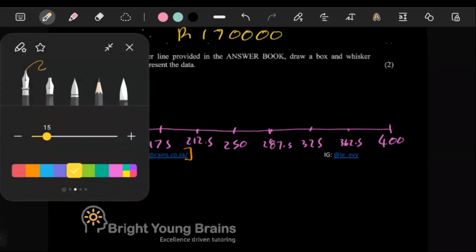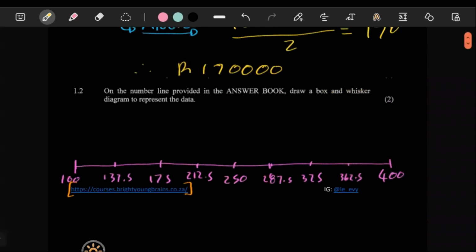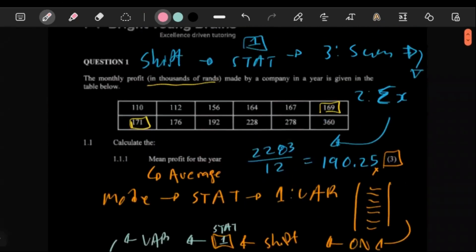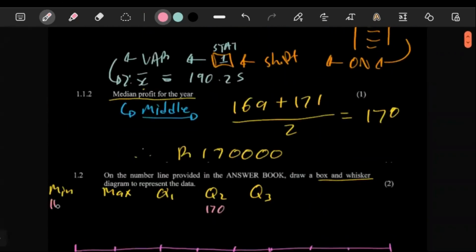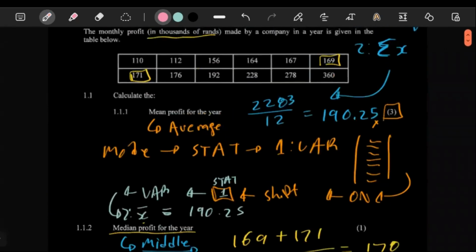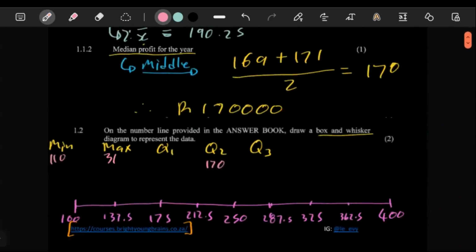But anyways, our box and whisker diagram, you just need 5 numbers. So the 5 numbers that you need are the minimum, the maximum, Q1, Q2, and Q3. So Q2 we have, it's the median, remember, Q2 is just 170. The minimum we have, it's 110. The maximum we have, it's 360.